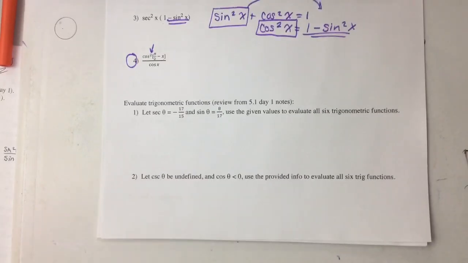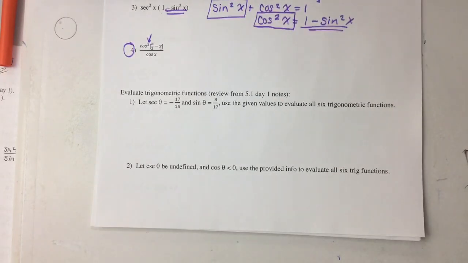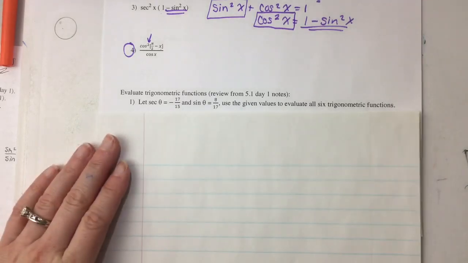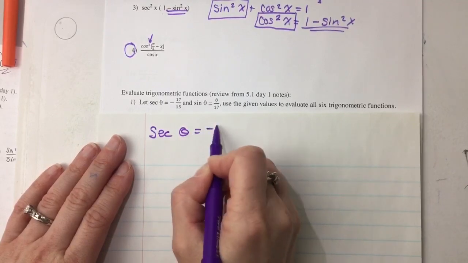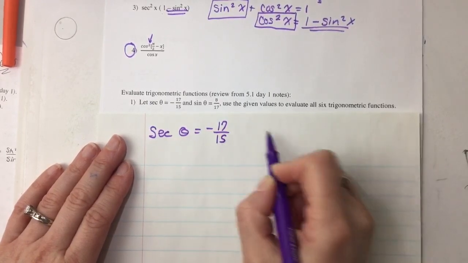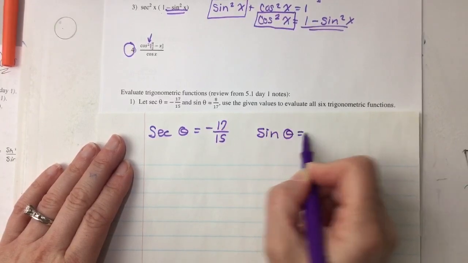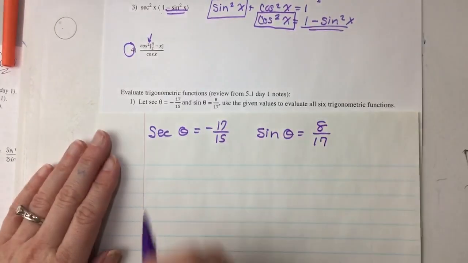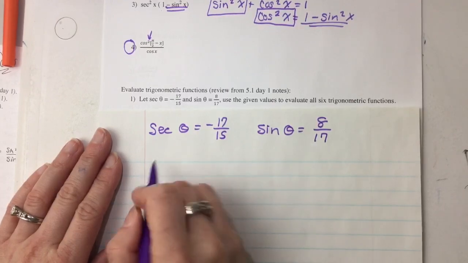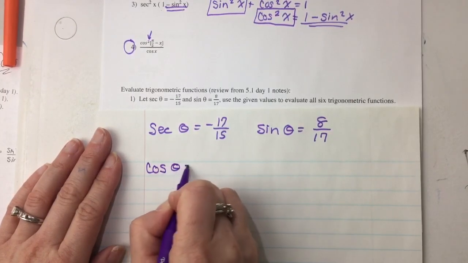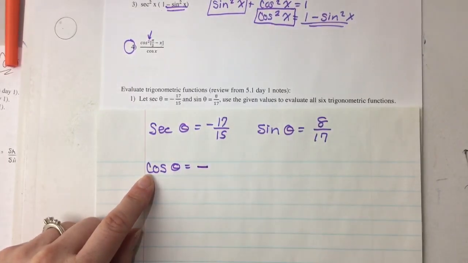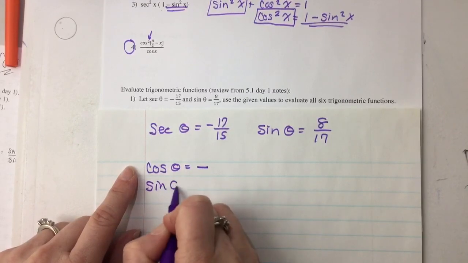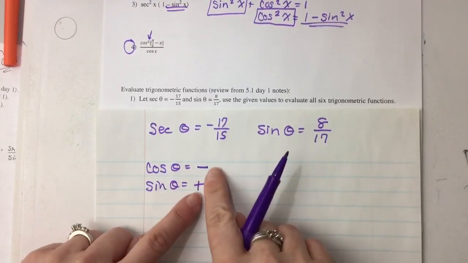Okay, the next one, just making sure that you are still pretty comfortable with where you can put those triangles, what quadrant, that sort of thing. That's what the next 2 examples are going to look at. We have a secant that is negative 17 over 15, and we have a sine of theta that is 8 over 17. The secant is the reciprocal of the cosine, and remember your reciprocals will have the same sign. So my cosine is going to be negative. My sine has a value that is a positive value.